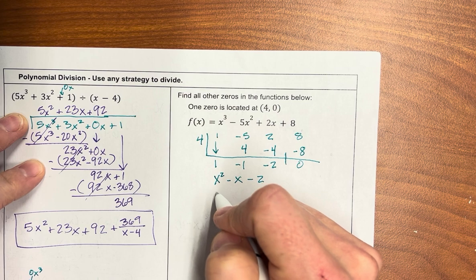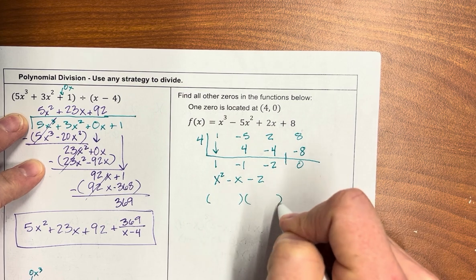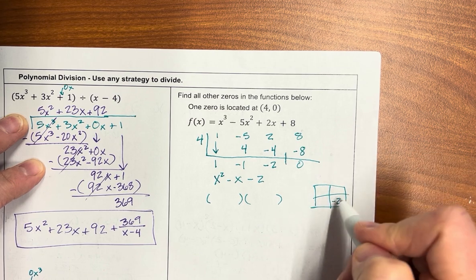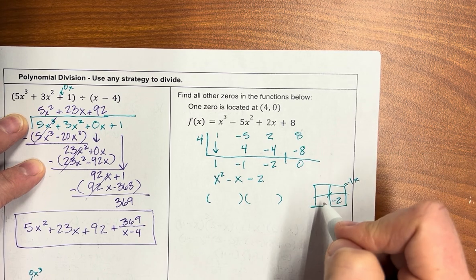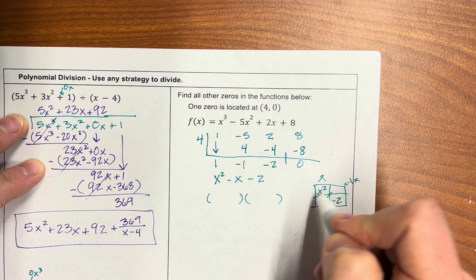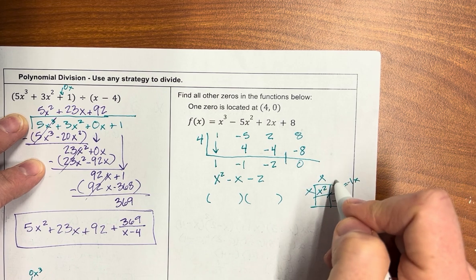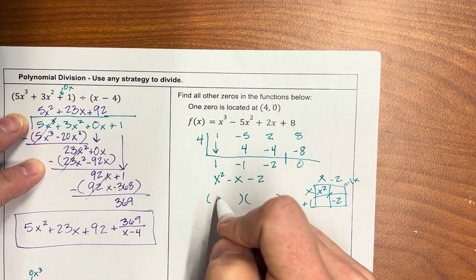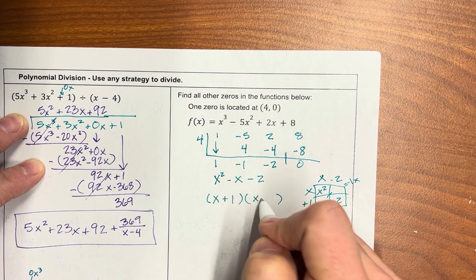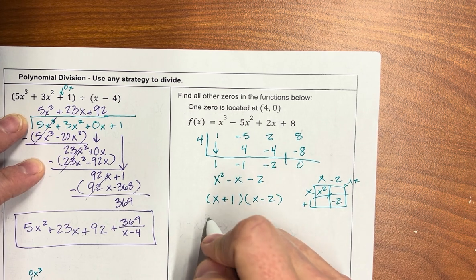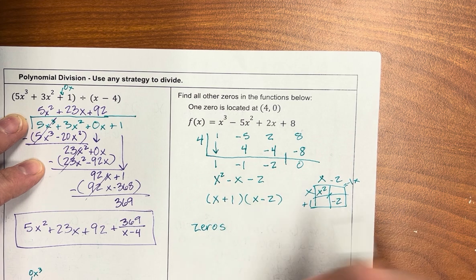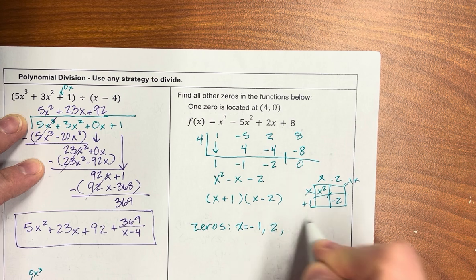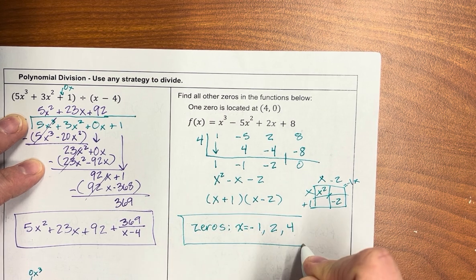And then I want to factor this further. So I want to find the other zeros. So I'm going to see, okay, what two numbers multiply to make negative 2 and add to make negative 1? So I'm going to have x squared here, so I have x and x. And that means I need to have negative 2 and positive 1. So I have x plus 1 and x minus 2. So that means I have zeros at x equals negative 1, 2, and 4, because they already gave me 4.